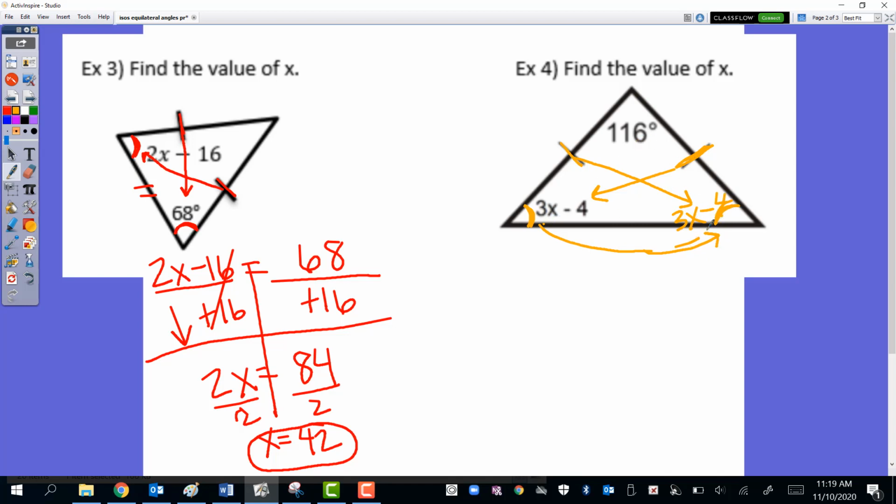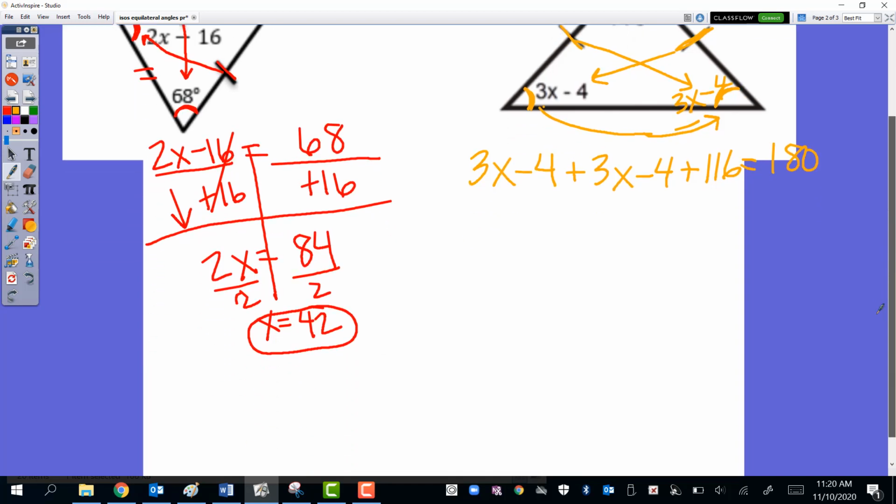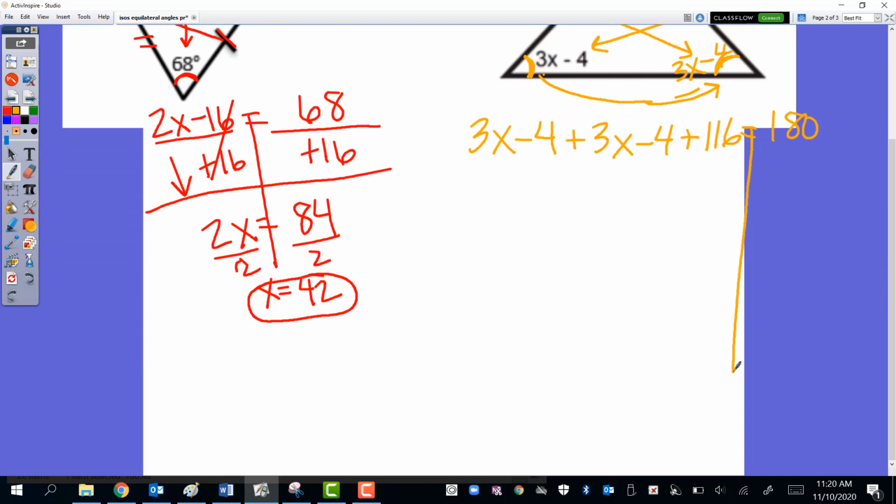So I'm going to put the same thing again. And now I have 3 angles. I have 3x minus 4, another 3x minus 4, and 116. So my equation should be that they're adding up to 180. If I have 3 angles, that should be my equation. Plus 116 equals 180. Okay, and we're solving this. So I'm combining my like terms. I got 3x plus 3x is 6x. And then I have negative 4 plus negative 4 plus 116.